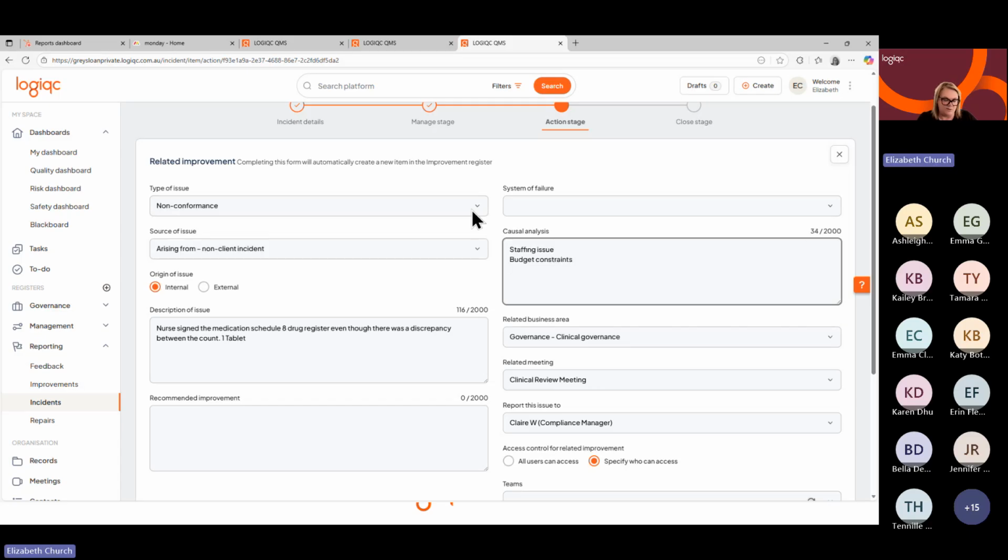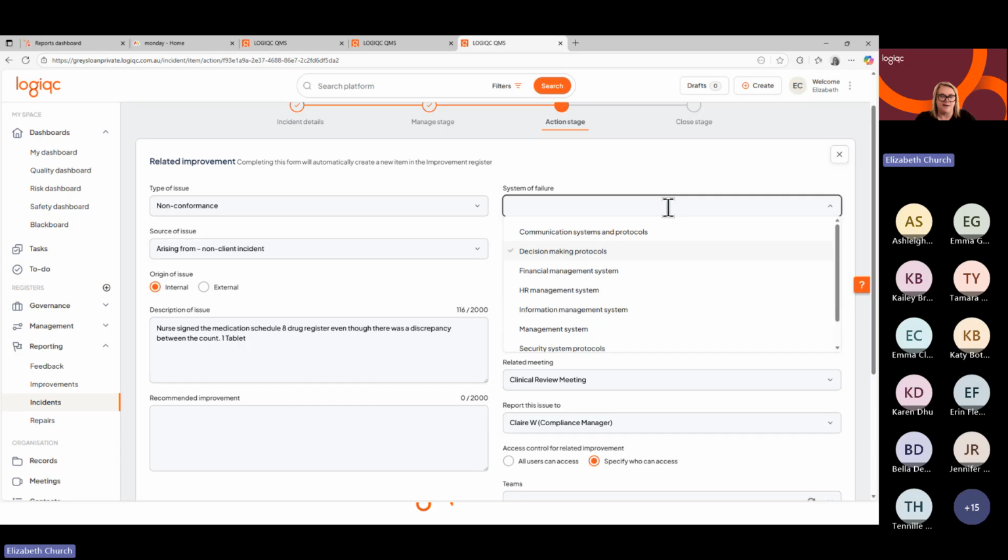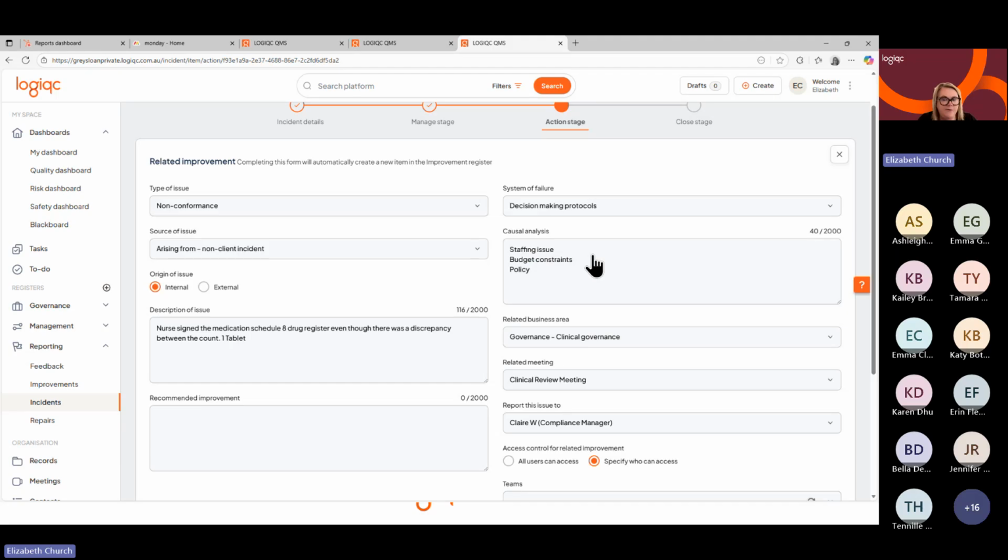And maybe there is not a clear enough policy that directed to her what the expectations are. So there's a number of things that we can analyse in here and a number of actions that we can take effectively. But what we also need to do then is look at what system or process failed. And in this instance, it might be that she made the decision. And now we've got to make sure that something like this does not occur again. And that's where our corrective actions are going to come in.